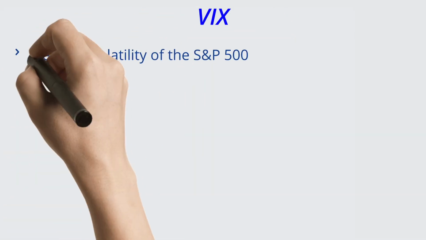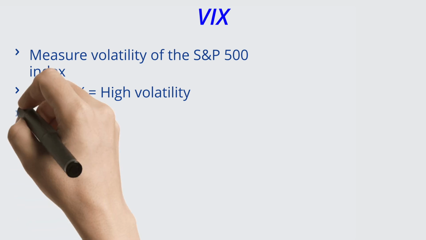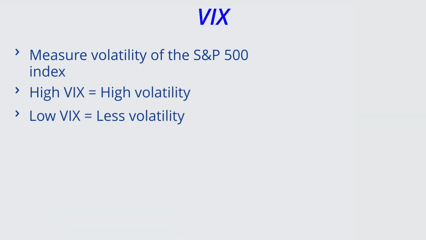The second tool is the VIX Index. Also known as the Fear Index, the VIX measures the market's expectation of volatility of the S&P 500 index over the next 30 days. A high VIX indicates that investors are more fearful and expect more volatility in the market. A low VIX indicates that investors are more complacent and expect less volatility in the market.